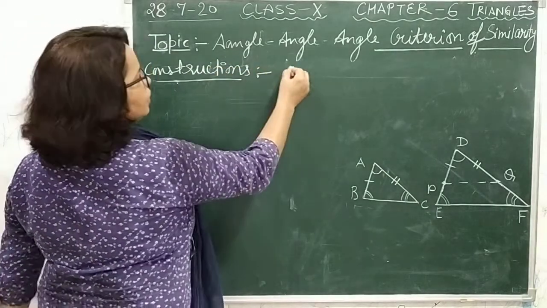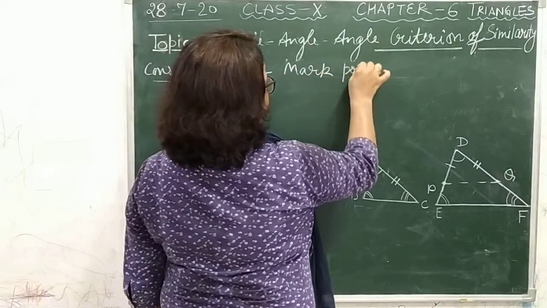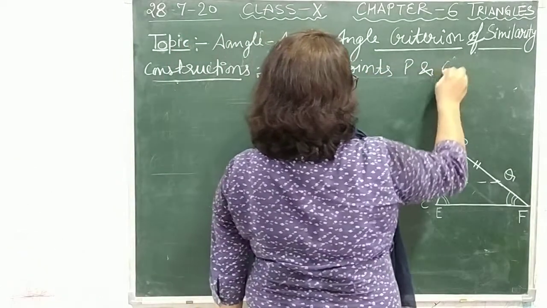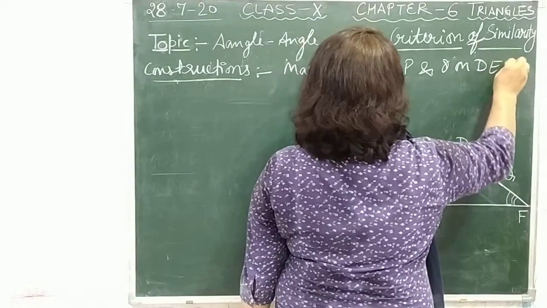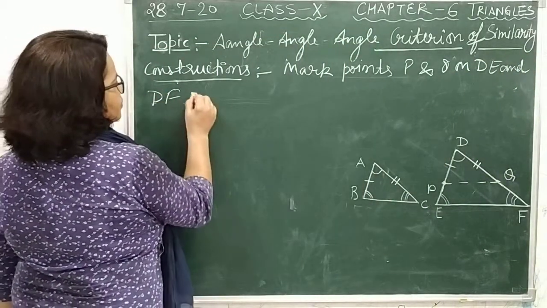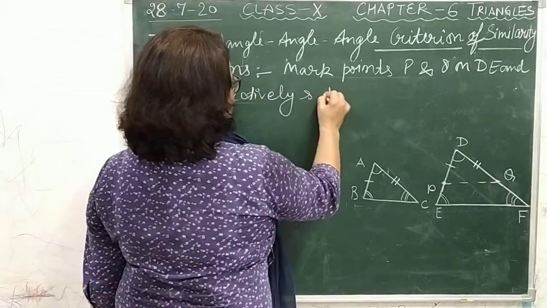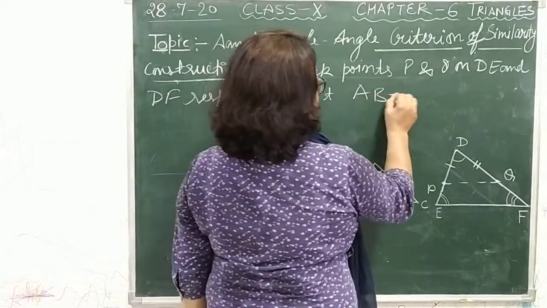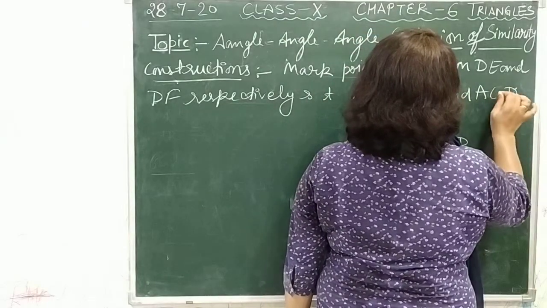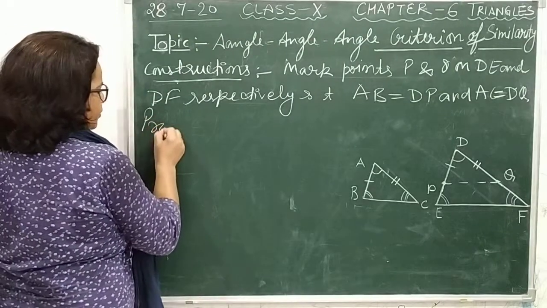Constructions: mark points P and Q on DE and DF respectively, such that AB is equal to DP and AC is equal to DQ. Now proof. Let us prove.